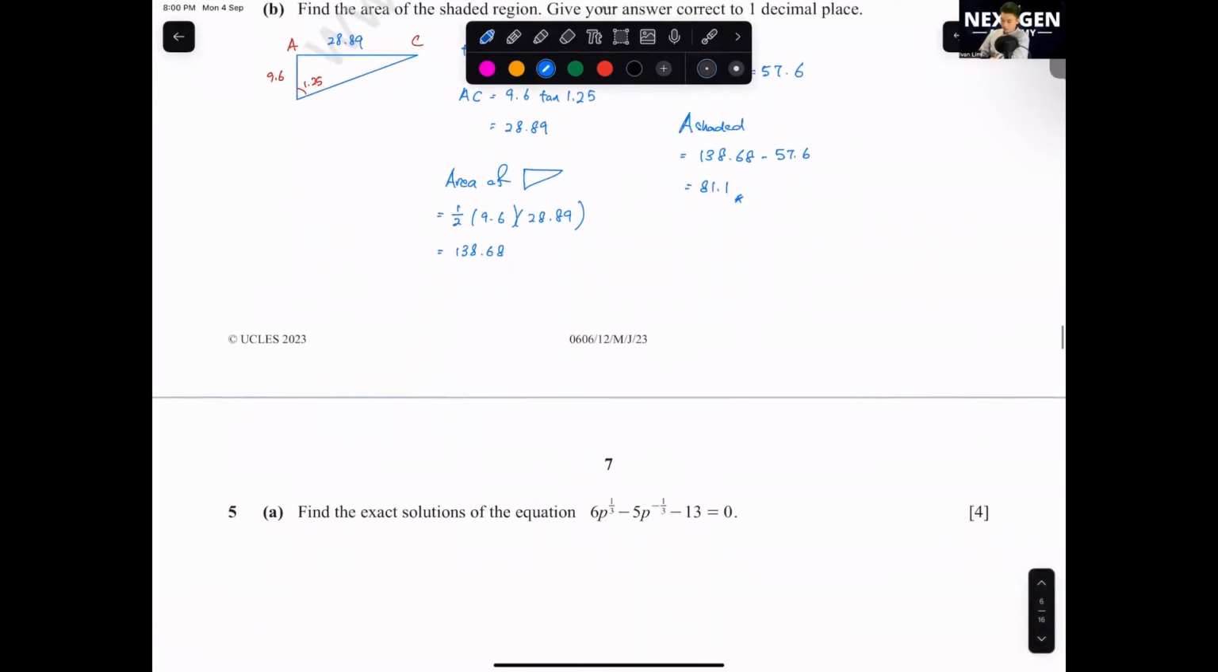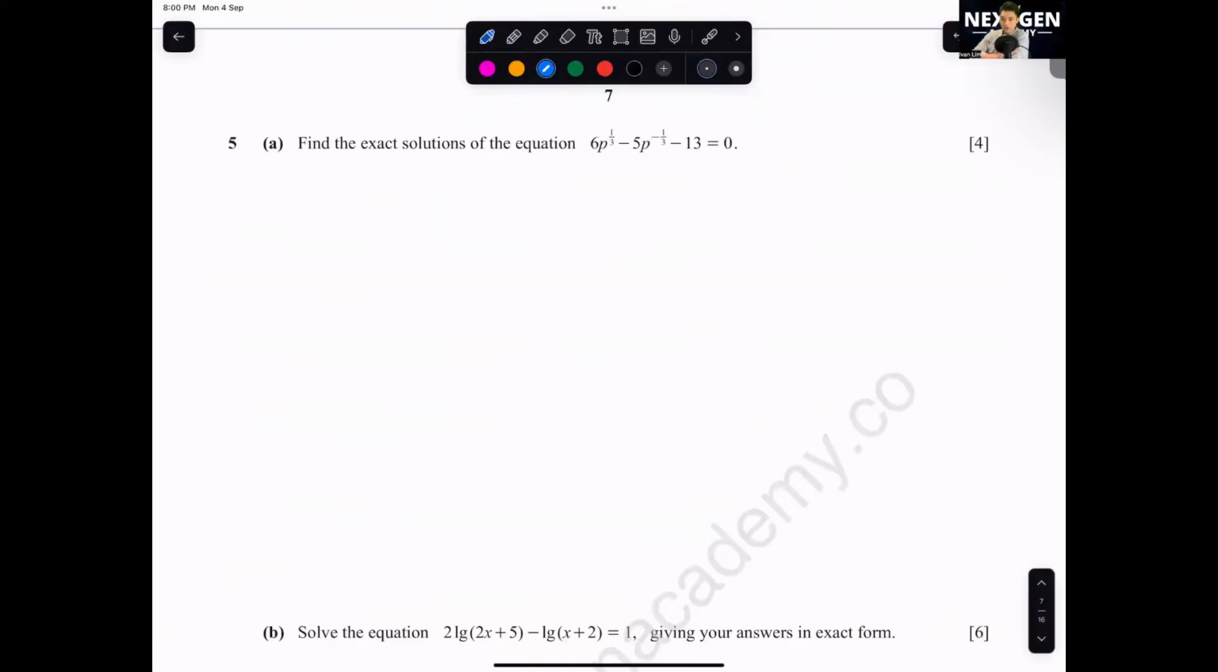Okay, next one. 5a. Find the exact solutions of the equation 6p power 1 over 3 minus 5p power negative 1 over 3 minus 13 equals to 0. Okay, to do this easily, if you all cannot see it, you need to recognize the form. p power 1 over 3, p power negative 1 over 3. Any kind of power, one is positive, one is negative, then one don't have, you can convert it to a quadratic.